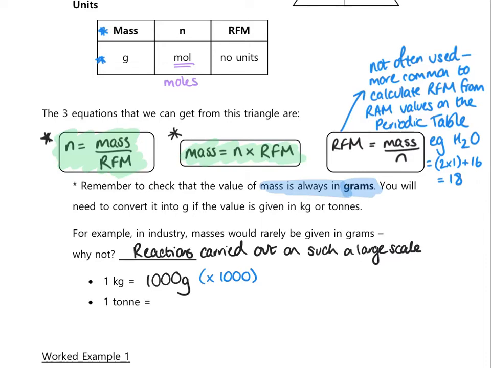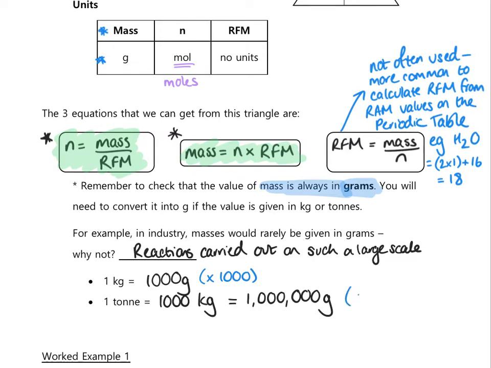What about a ton then? Do you know how many kilograms there are in a ton? Well, there are 1,000 kilograms in a ton. So we've multiplied by 1,000 there. And then how many grams are there in a kilogram? Well, there's 1,000 grams in a kilogram, so we need to multiply by 1,000 again. So essentially, we're adding on 3 more zeros. So that's equal to 1,000,000 grams.